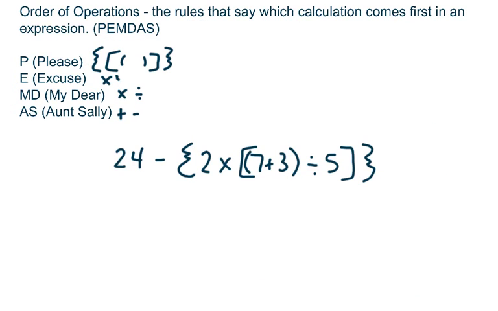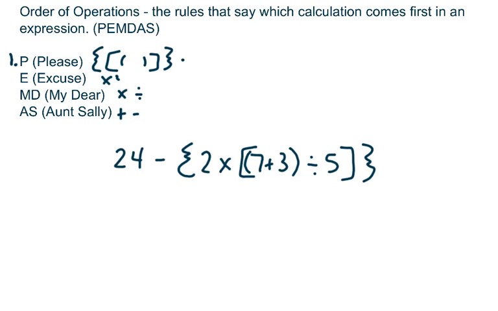Let's take a look at a little bit harder of a problem, especially involving that P, which stands for parentheses, brackets, and braces. And so we have this problem down below: 24 minus, in braces, 2 times, in brackets, in parentheses 7 plus 3, parenthesis divided by 5, bracket, and then a brace. Okay. So what we want to do is start up here with P, which stands for parenthesis. And I notice that we have 3 sets.